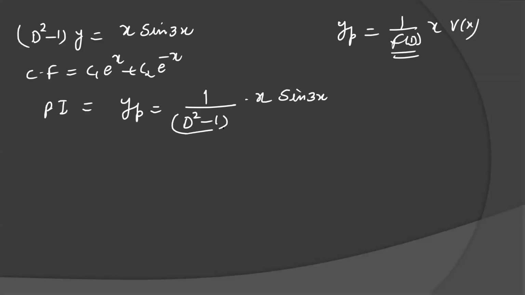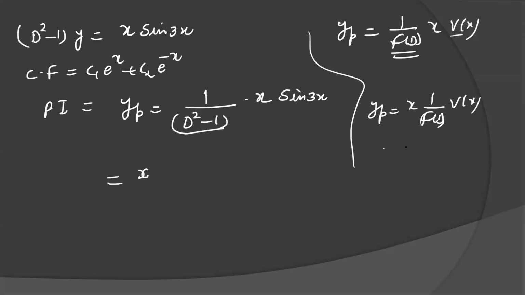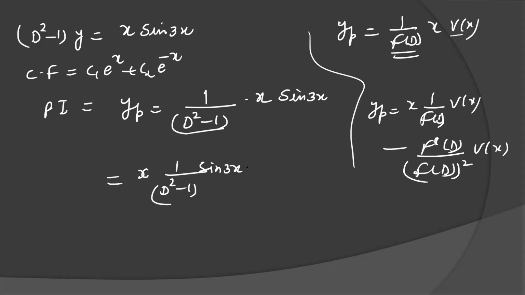So we compare with the particular integral formula 1 over f(D) into x into Vx. So f(D) is d square minus 1, x is x, Vx is sin 3x. The formula is very easy. x is outside. What is your formula? x outside, 1 over f(D) into Vx, minus f dash D, the derivative with respect to D, over f(D) whole square, into Vx. Let's see this formula: x outside, 1 over d square minus 1 into sin 3x, minus the derivative of this with respect to D, which will be 2D, over d square minus 1 whole square into sin 3x. Okay, now I told you the result.